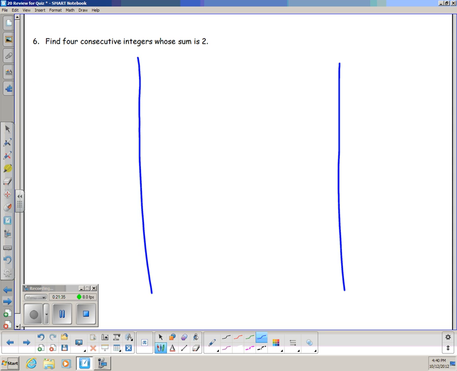So we're going to let x equal the first consecutive integer. I'm abbreviating that with CI. First consecutive integer. The next one, I have to add 1 to x. So for example, if x was 4, 4 plus 1 is 5. That's the next one. So x plus 1 is the second consecutive integer.